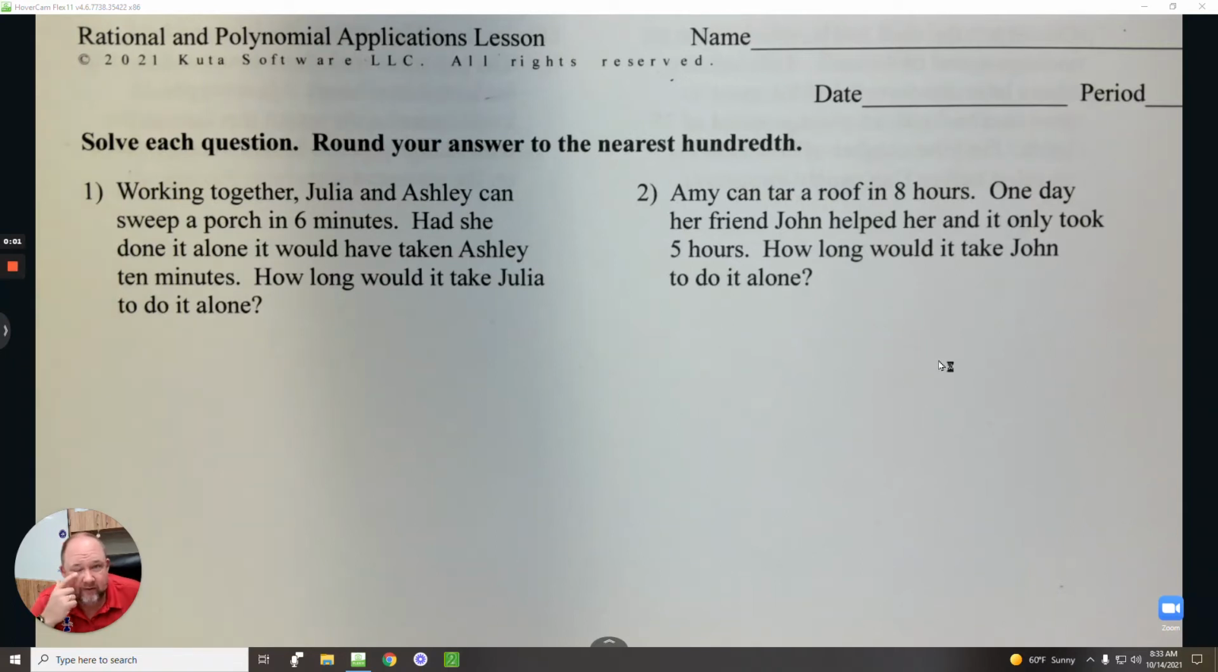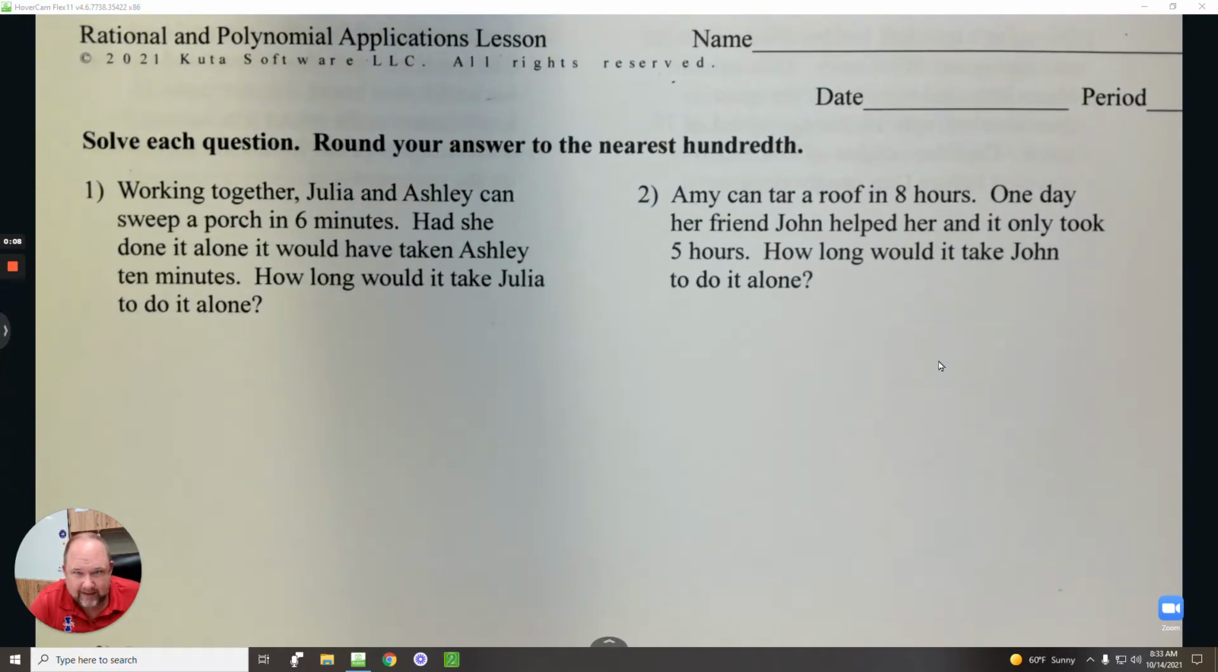This lesson is on applications that connect us to rationals and polynomials. The three big applications here are work problems, distance, rate, and time problems, and mixture problems. All right, we're going to start with a rational application, and that has to do with work.